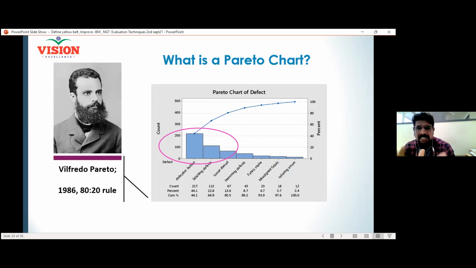So my efforts can be focused on the first two or three, so that I will be able to solve 80% of the problem. So project selection can be done using this Pareto chart in a simple manner. Okay. So I believe you are able to understand that if you focus on the first three problems, you are able to improve the efficiency of the process by 80%.